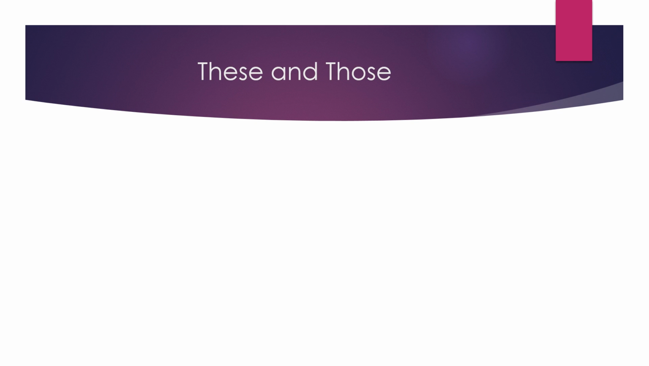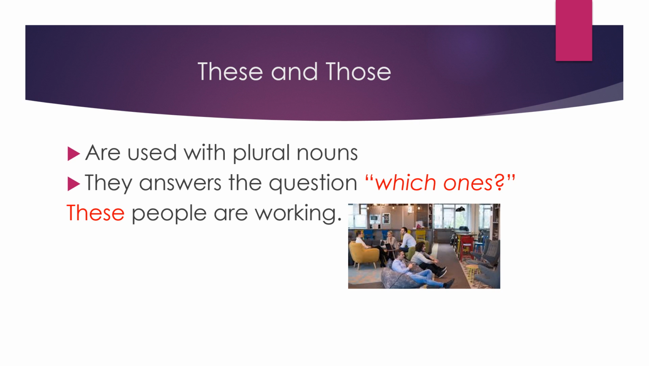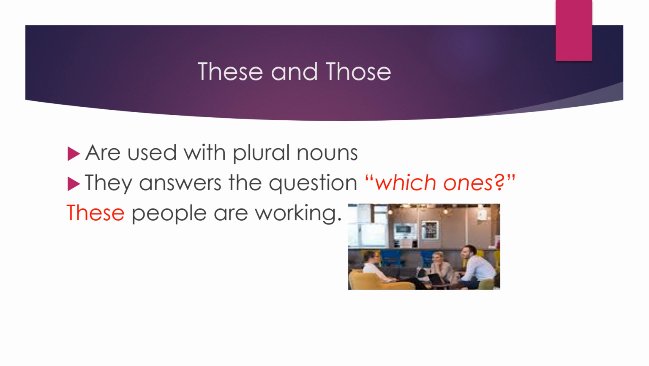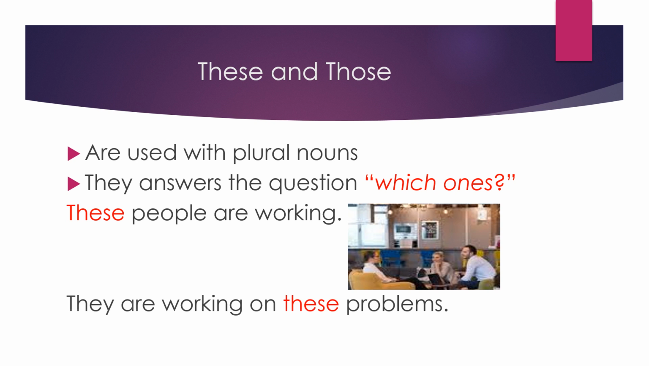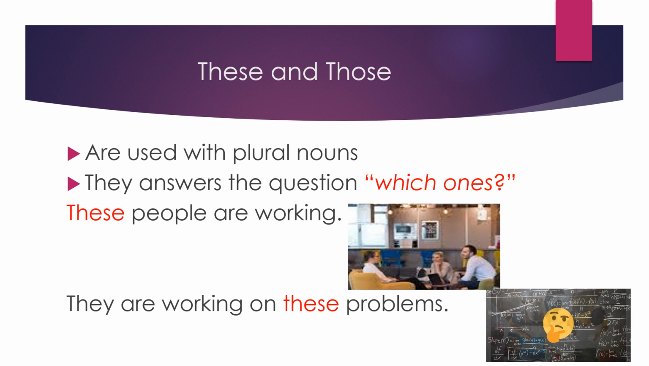Now we take a look at these and those. They are used, as we mentioned before, along with plural nouns. And they answer the question, which ones? Notice that the question now is plural. These people are working. Which ones? These ones. They are working on these problems. Which ones? These ones.